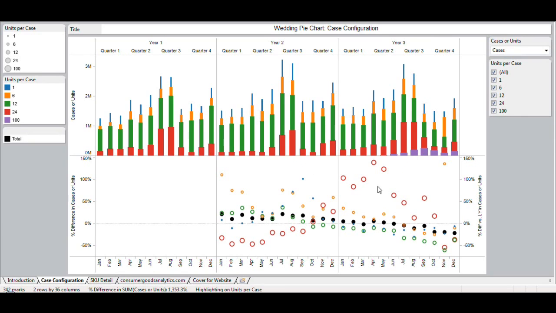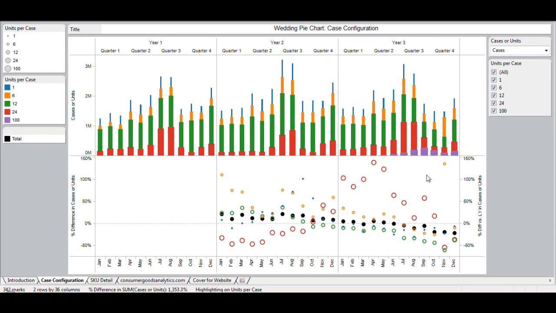But what we can see is that the red configuration, which is the 24 case, was growing and doing really well until that April or May time frame. Since then it just went downhill in terms of performance. So there's pretty clear evidence here that the 100 pack is cannibalizing some of the volume away from the 24.